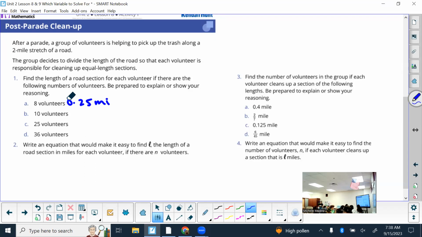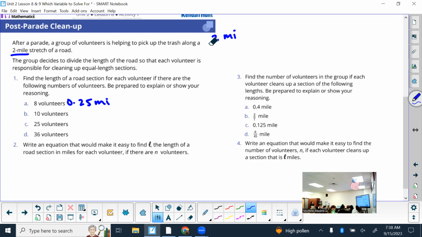Anyone get something different than that? Okay, I think some people are seeing some mistakes maybe. I haven't even said if it's right yet. So let's see. Can you walk me through your thought process, Nathaniel? Well, the amount of miles that each person gets is pretty much just 2 divided by the amount of people.